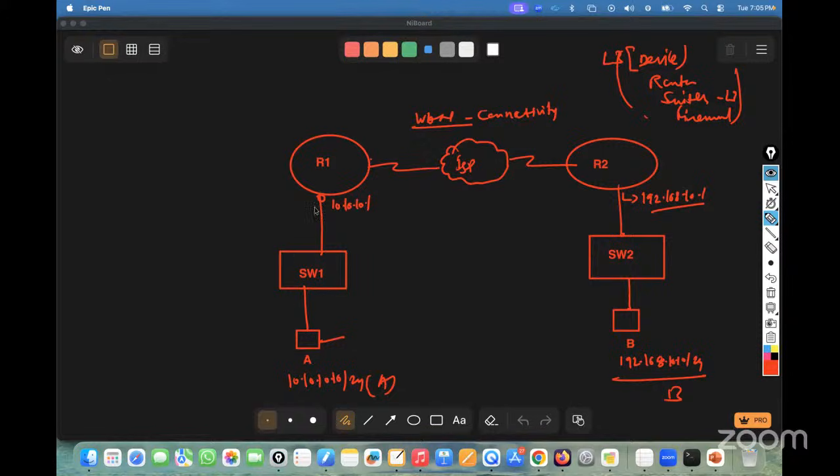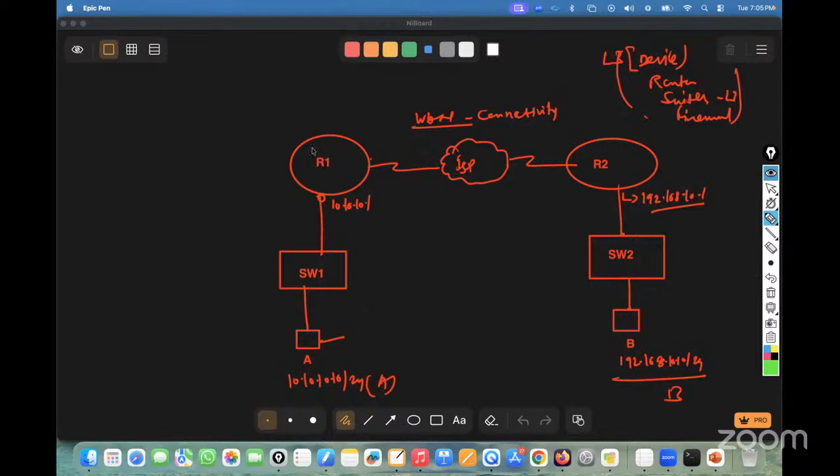When it replies, it goes again to R1, then to R2 via the ISP, and back to this B device. This is how communication is going to happen in any kind of scenario in the WAN infrastructure. It's a pretty small topology, but it's very meaningful for understanding the key concept.